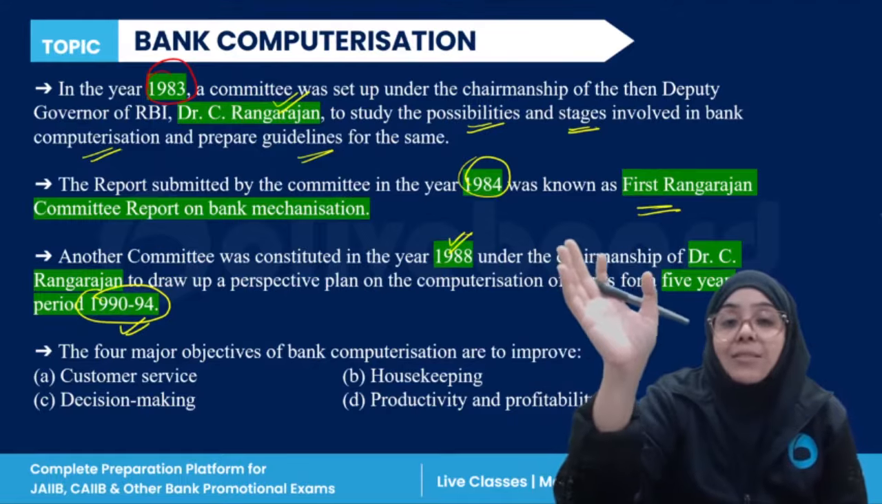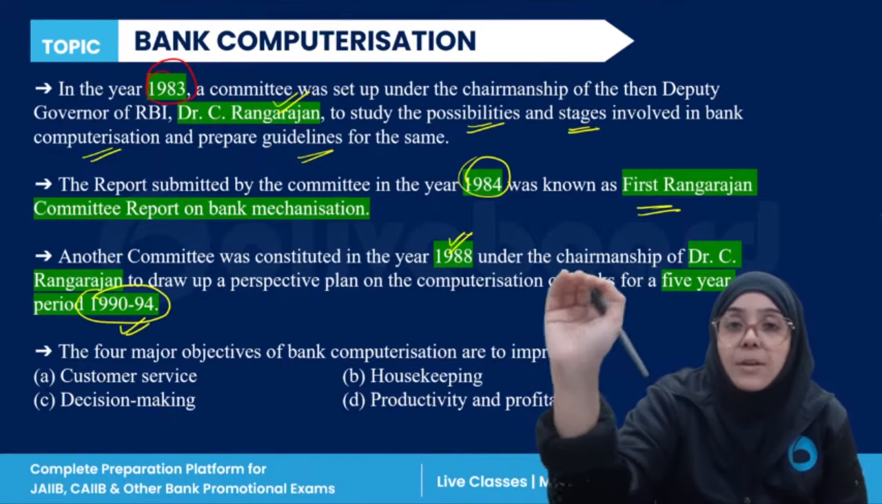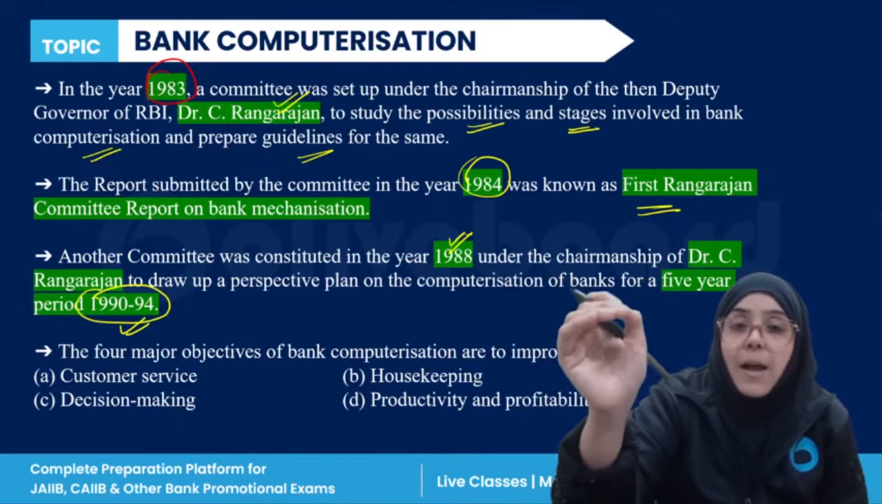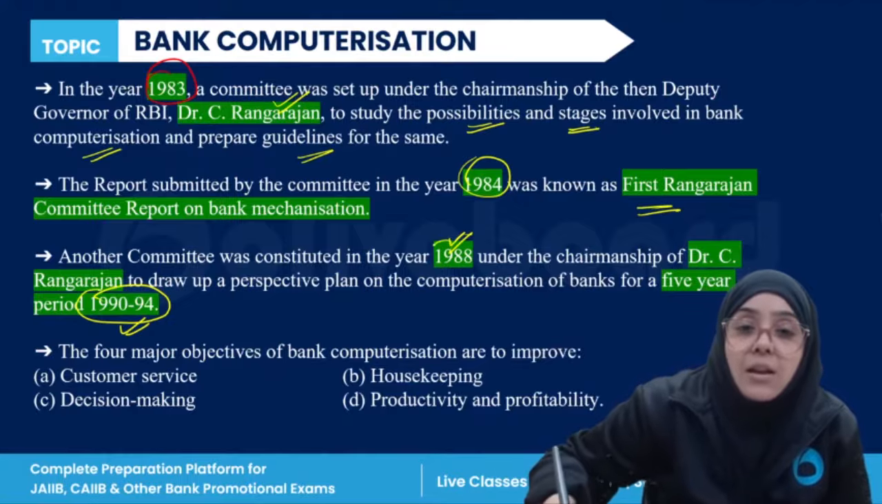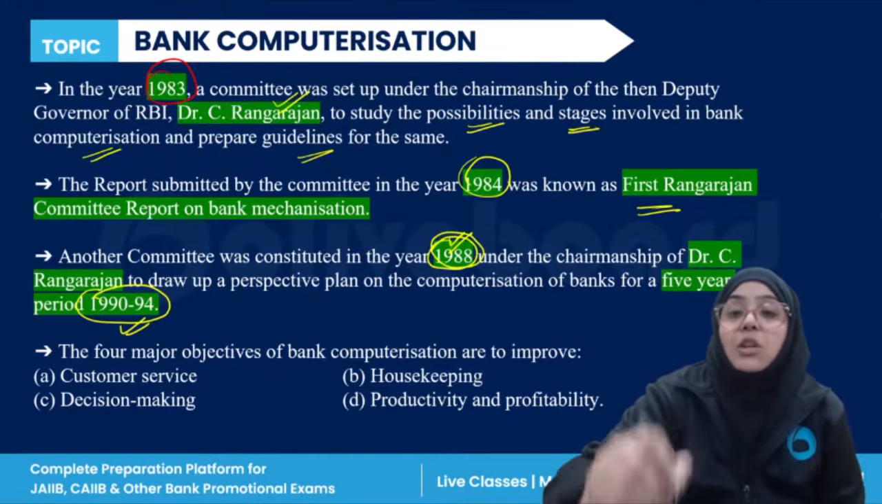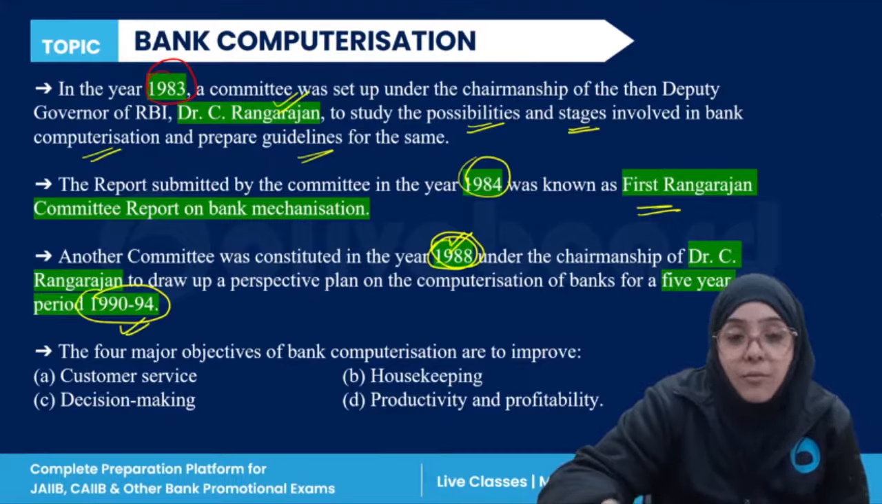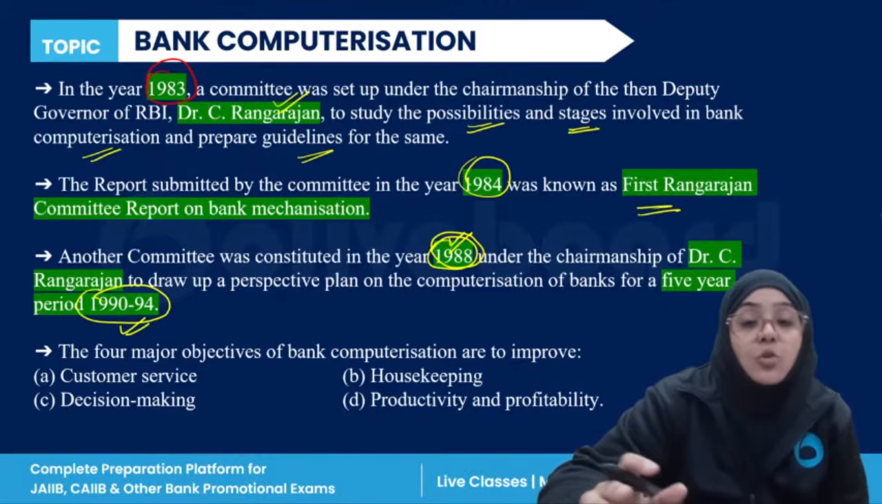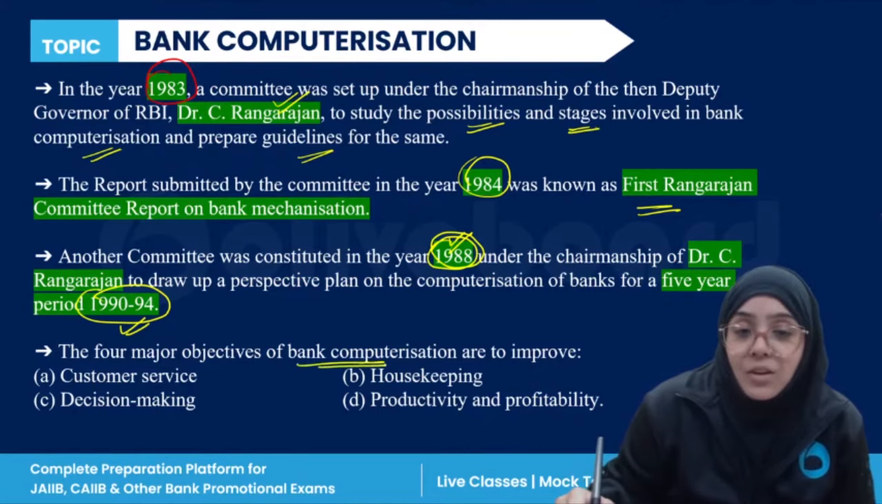In 1984, the committee was established, and the first Rangarajan Committee report was published on banking mechanization. Now, another committee was constituted in year 1988 under the chairmanship of Dr. C. Rangarajan, and that drew a perspective plan on the computerization of banks for a 5-year period, that is from 1990 to 1994.